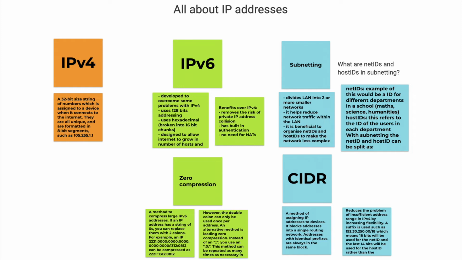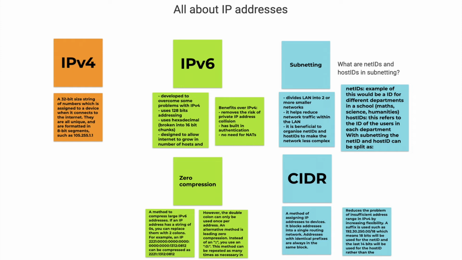So this IPv6 was designed to allow the internet to grow in the number of hosts and the number of users or clients. Now, the benefits it has over IPv4 are that it removes the risk of private IP address collision and has built-in authentication as well. So there's no need for something called NAT, network address translation. So you don't actually need that because every device is unique as well.